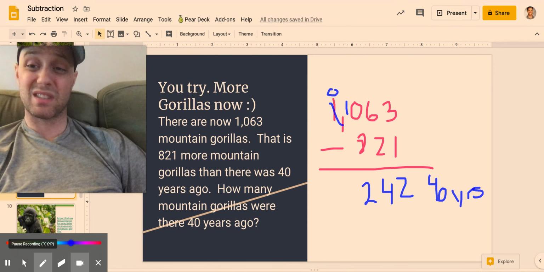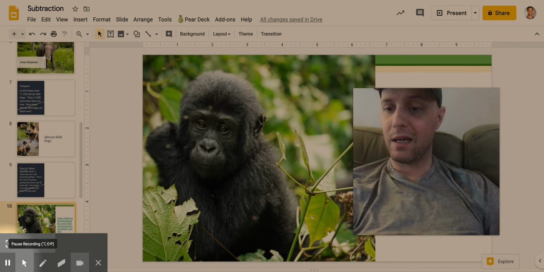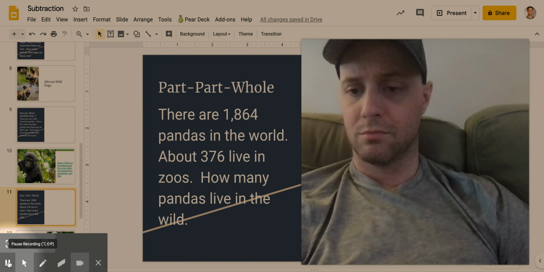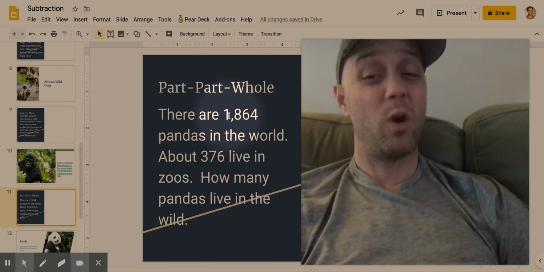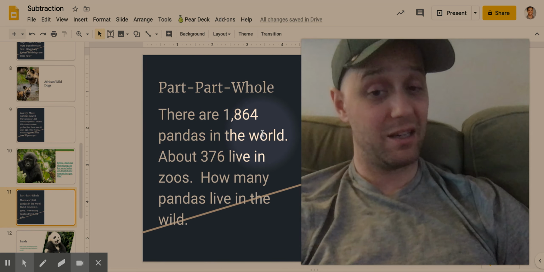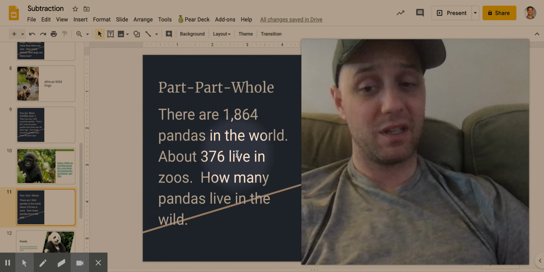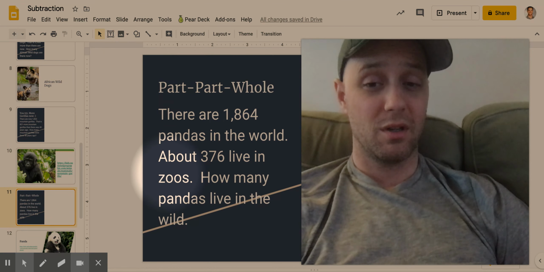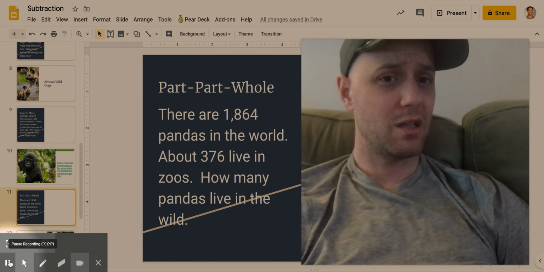It's nuts. Look at the little baby mountain gorilla. Hi. So cute. And now for the pandas. There are 1,864 pandas in the world. Fact. About 376 live in zoos. So, how many of the pandas have to live in the wild?